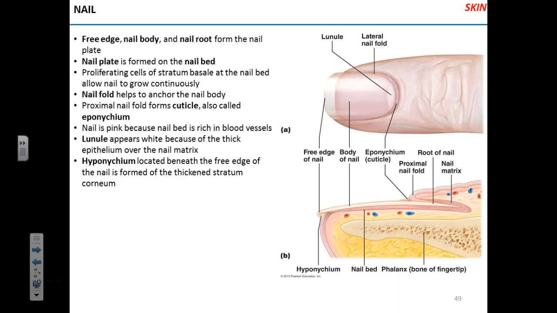Nail. Yeah, they're like antennas. Sure, you can say it, of course.